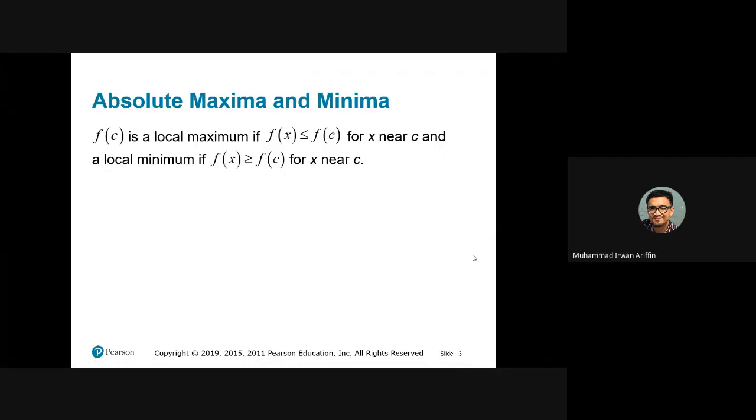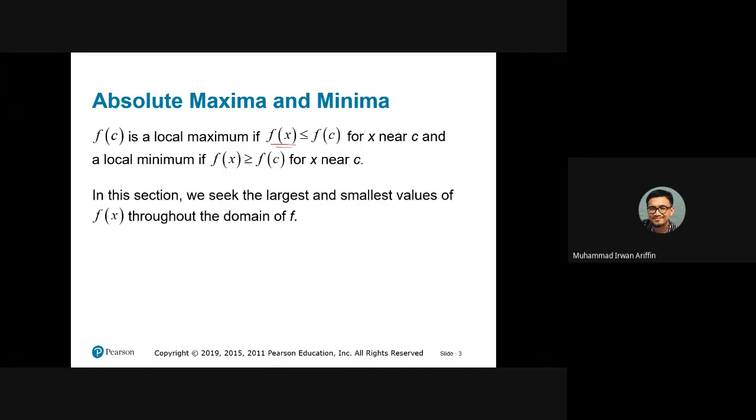From our previous discussion, we have defined local maximum and local minimum. If we have a function f at this point c, at any real number c, it will be a local maximum if the value of the function at c is higher than or equal to all other x's near c, while it is a local minimum if f of c is smallest or equal to the function values for all other x near c.